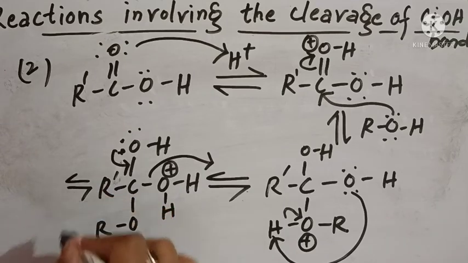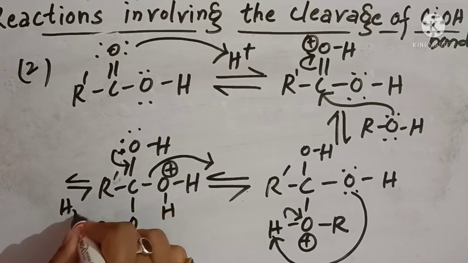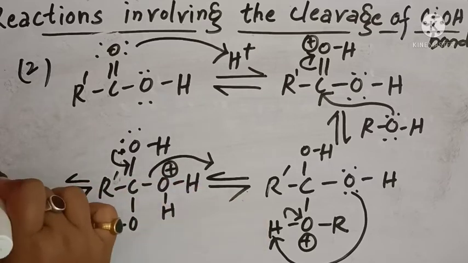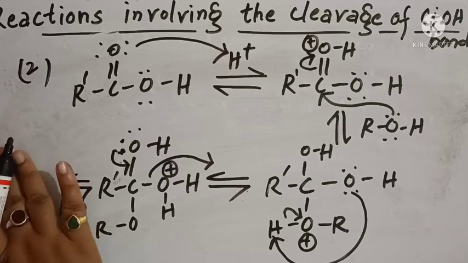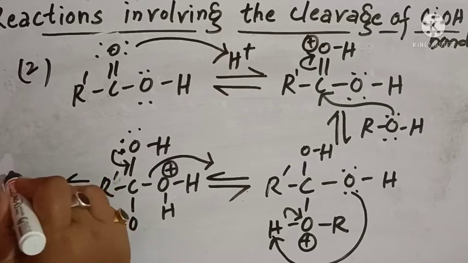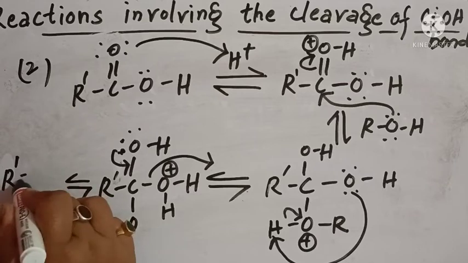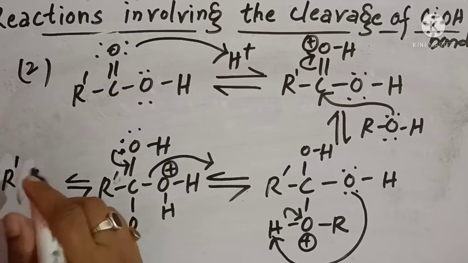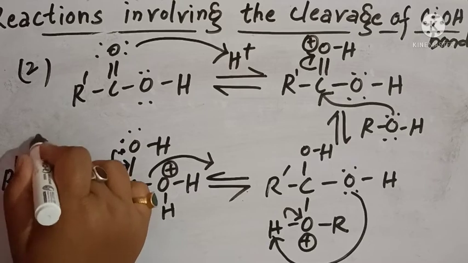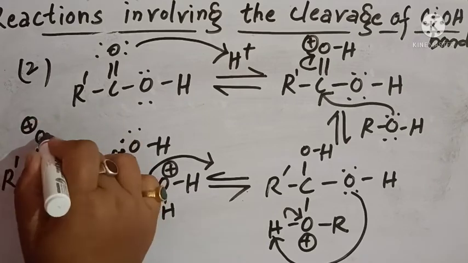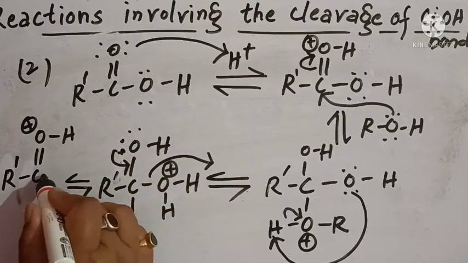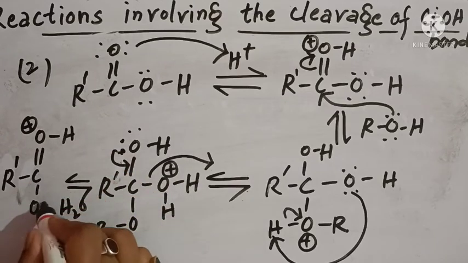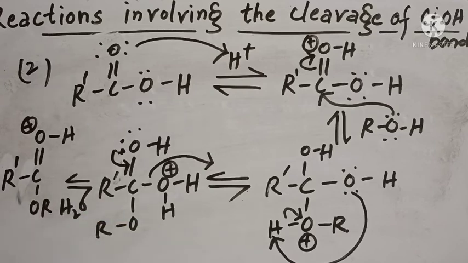So in the next step there will be the loss of water. Let me just write it here: R dash C double bond oxygen with a positive charge in it, as it is giving its lone pair of electrons, and there will be OR. Okay, this compound will form.